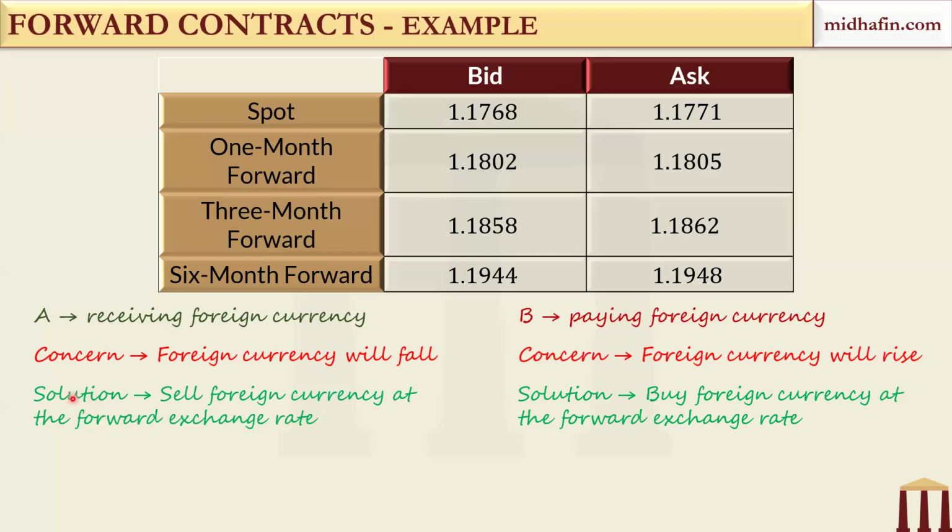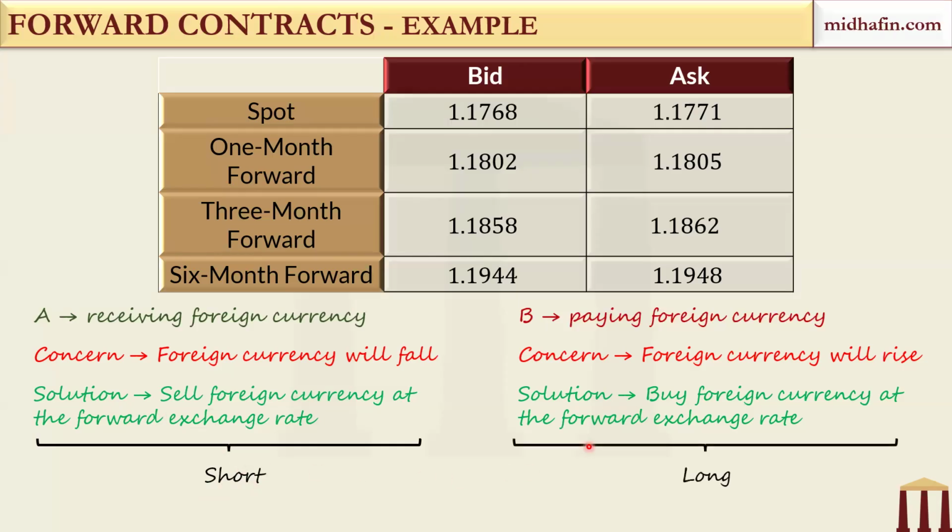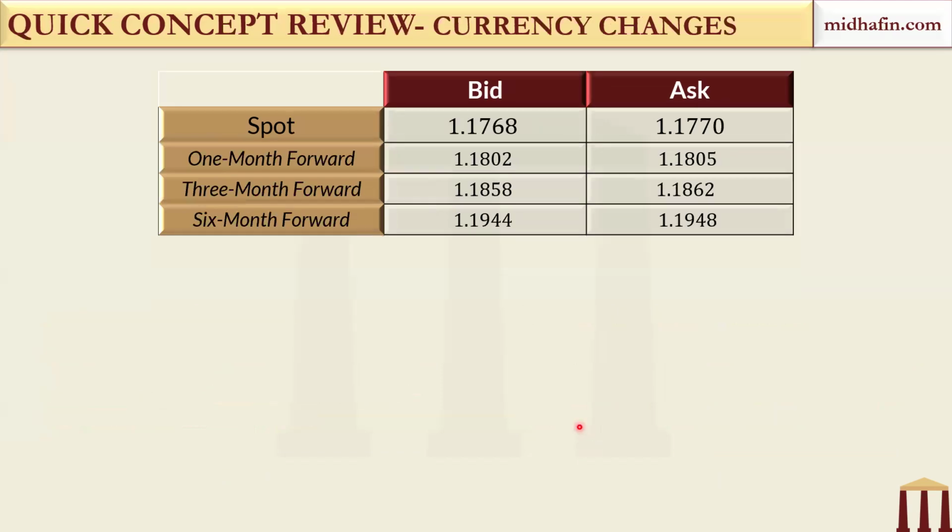Now, this solution that we said, when you say sell foreign currency at the forward exchange rate, it means this is a short position. This is taking a short position in the forward contract. And this is taking a long position in the forward contract. Okay, so we'll see numbers also. As I said, no need to worry at all. But before we see the numbers, let's do a quick review with respect to currency changes. Okay, so we can do a very quick review. And as I said, this will be discussed in detail in FMP 9. But since this idea has been used in this chapter, we can just discuss it briefly.